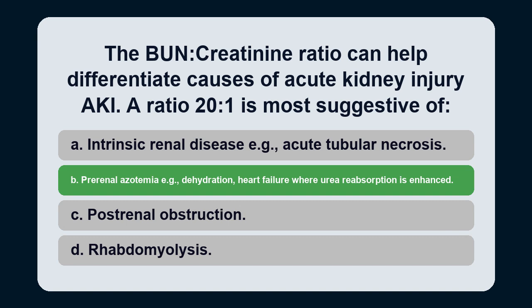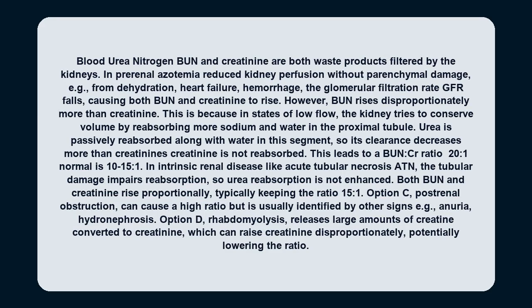The answer is B. Blood urea nitrogen (BUN) and creatinine are both waste products filtered by the kidneys. In prerenal azotemia, reduced kidney perfusion without parenchymal damage, e.g., from dehydration, heart failure, or hemorrhage, the glomerular filtration rate (GFR) falls, causing both BUN and creatinine to rise. However, BUN rises disproportionately more than creatinine.